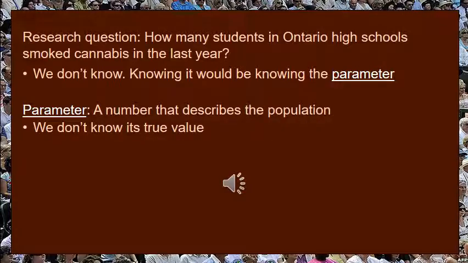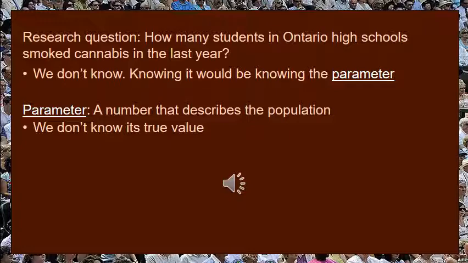Suppose that I have this exact research question. How many students in Ontario high schools have smoked cannabis in the last year? How many percent of all students? We don't know the answer. Knowing the right answer, the exact percentage of students in Ontario who smoked cannabis, would be knowing the parameter.